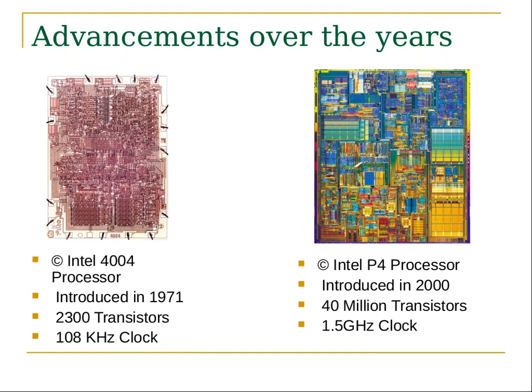It had a 108 kilohertz clock. The Intel Pentium 4 came out in 2000 and had 40 million transistors. Oh my goodness. Do you think we could do that with paper? No. Could we do it with a schematic program? No, it would take too long. Could we? In theory, probably, 20 years. But nobody's got time for that.